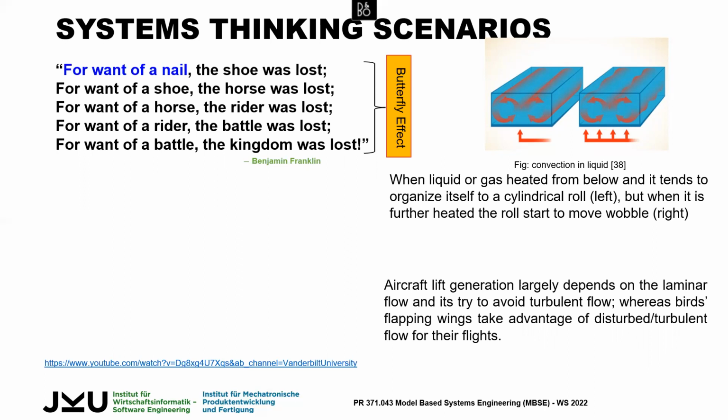But the problem is actually the nail. Because of the nail, the kingdom was lost. And this is actually called the butterfly effect. Just to give you an idea of what exactly the butterfly effect is: have you heard about chaos theory? Exactly. So this was, I think, proposed by Mr. Lorenz. He was an MIT professor or something. And I think the weather forecast you are seeing right now, everything actually comes from here, the butterfly effect.